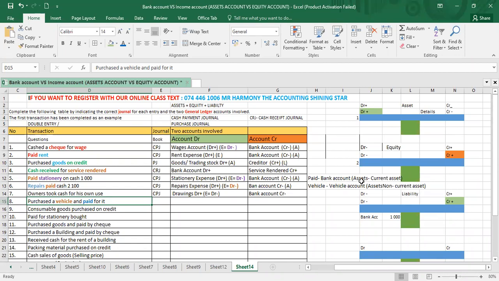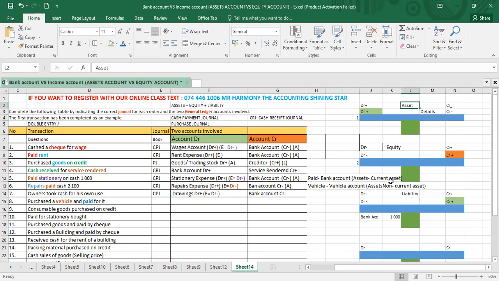Now, bank is an asset. Bank falls under asset. And then we know that bank, what type of an asset? Bank is a current asset. The definition of a current asset says current assets are assets that can be converted into cash in a short period of time. Now, a bank account is something that you can use for a short period of time.